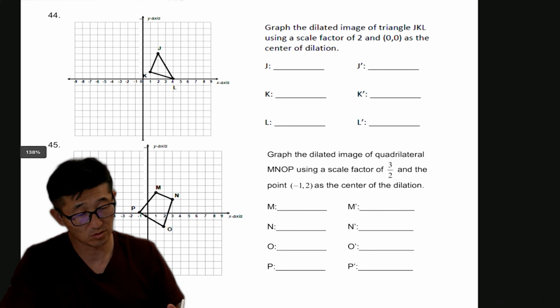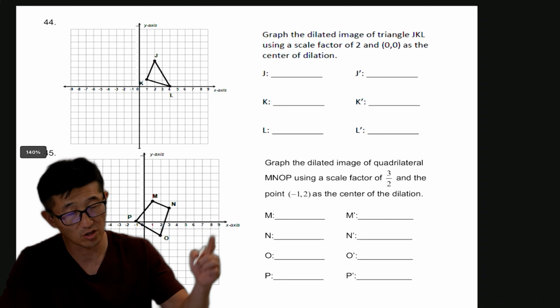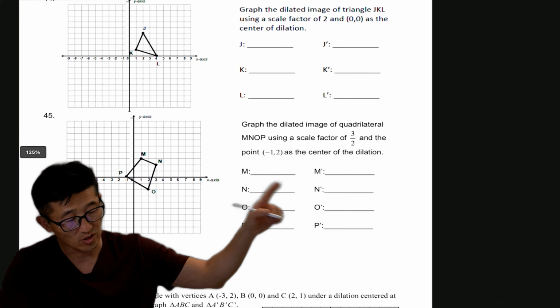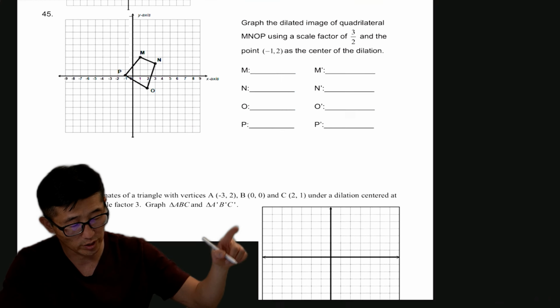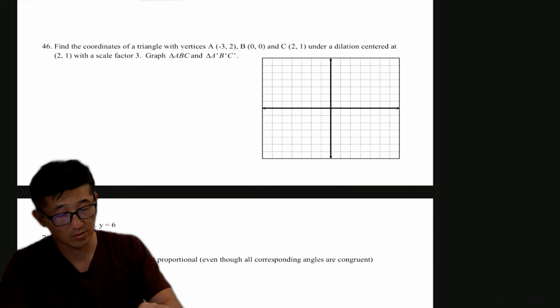The rest you should know how to do. When it says here, use a scale factor of 2, just multiply by 2. If the center's off, you have to plug that into an equation. And yeah, the rest you should know how to do.